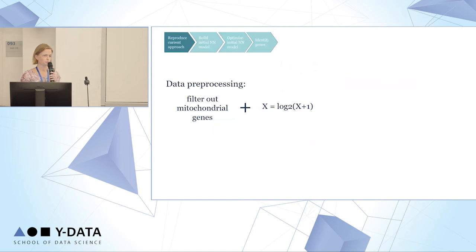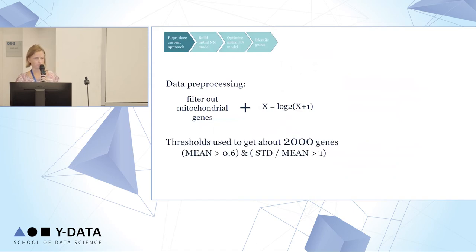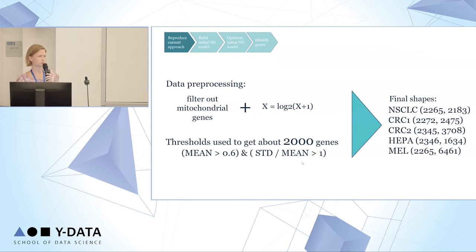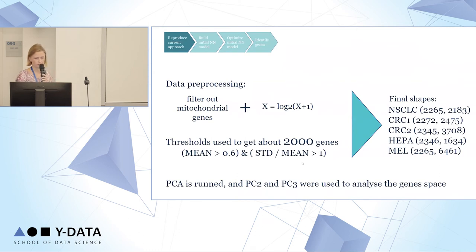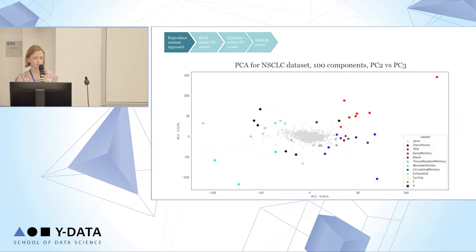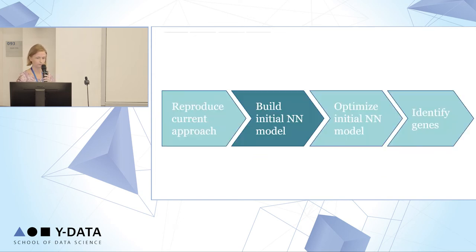We used the same data preprocessing as Compugen does. We used thresholds to get about 2,000 genes. We filtered out genes that have mean expression less than 0.6, and according to the ratio of standard deviation and mean. After that, we got smaller datasets, and we ran PCA and compared PC2 versus PC3 and got some maps. Compugen confirmed that they look reasonable. All the markers are grouped correctly, and we moved to our main goal.